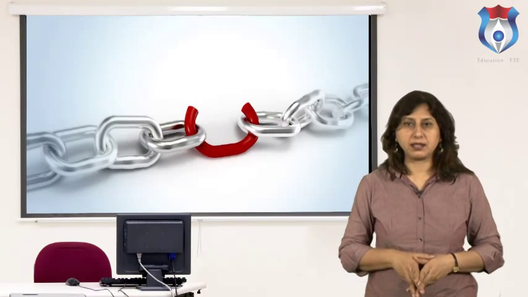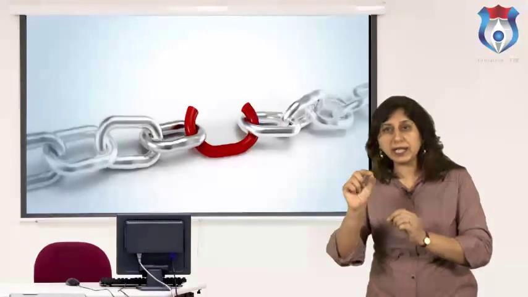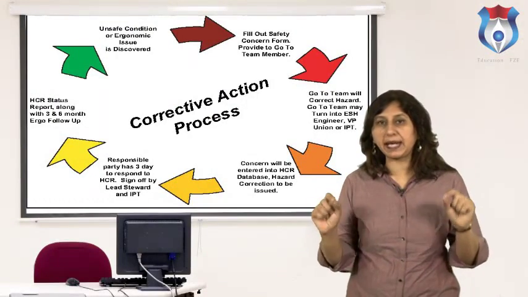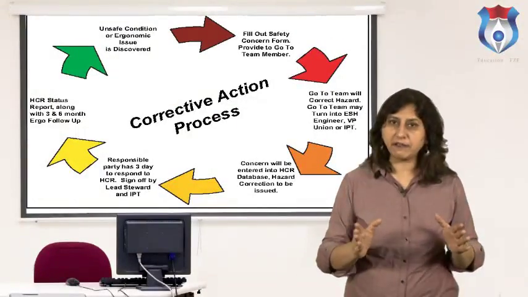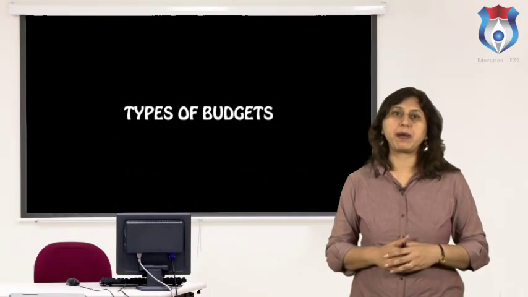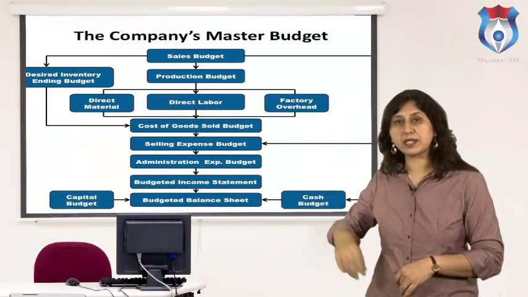Determining weakness. The deviations in budgeting and actual performance will enable the determination of weak spots. Corrective action. The management will be able to take corrective measures whenever there is a discrepancy in performance. Types of budgets. Different types of budgets are described as follows.